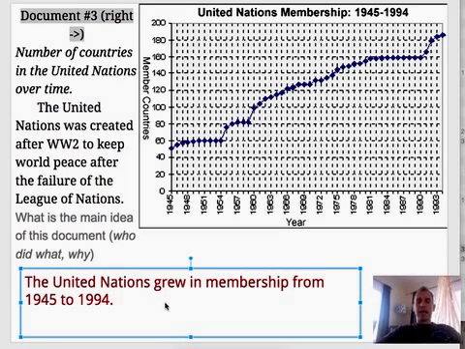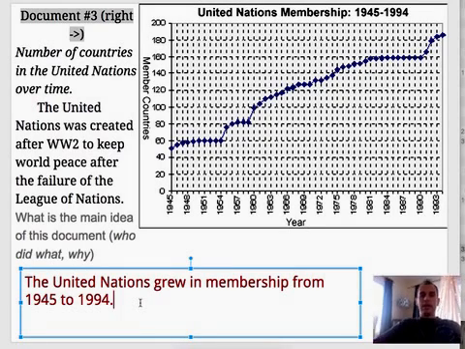I'm not editorializing, I'm not saying anything about it. That's it. It just grew in membership. That's what I know. Started out here about 50 countries, ended up at maybe 190, 185. That's it. The United Nations grew in membership. Now, in your essay, you might use that to say the United Nations was an important impact. It's a political impact. Doesn't matter. Right here, you're just trying to jot down something so you know what the main idea of this source is.